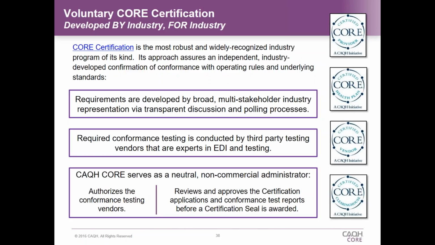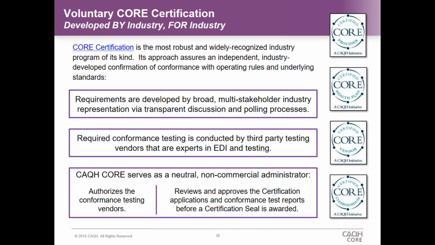The core certification program is unique because it has a balance of powers forming a kind of three-legged stool. First, the requirements for testing, that is the testing that all entities must meet in order to be considered conformant with the operating rules, are agreed upon by the 140 CAQH core participating organizations, which of course include all sectors of the healthcare industry, but most specifically the organizations which actually conduct the transactions.